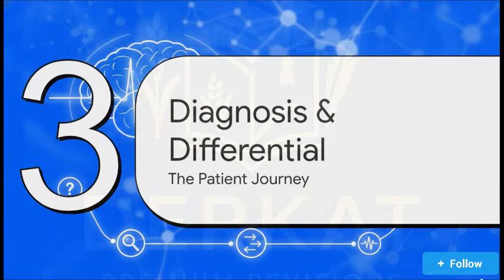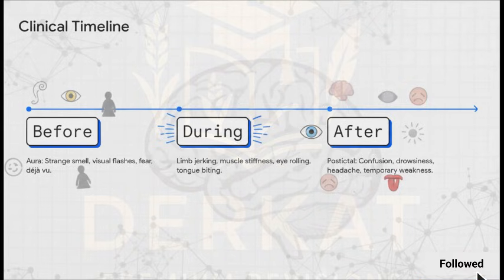Let's jump to Section 3, Diagnosis and Differential, the patient journey. Understanding the chronological flow of a seizure is absolutely vital for your history taking. Before the seizure, the patient might experience an aura.